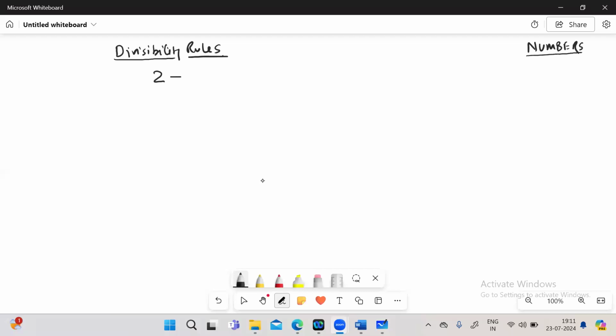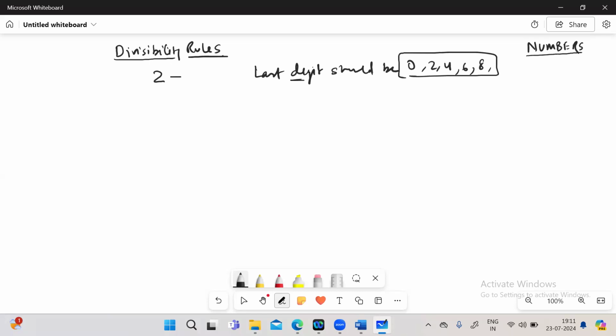Anyone? It has to be an even number. That means the number should end with the last digit 0, 2, 4, 6, 8. And what about 4?